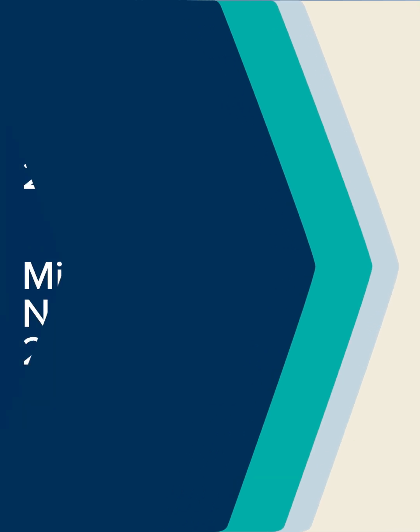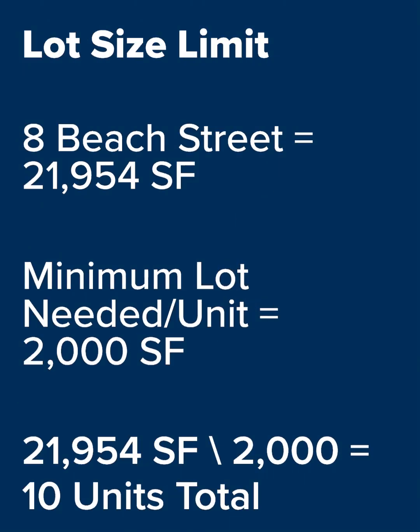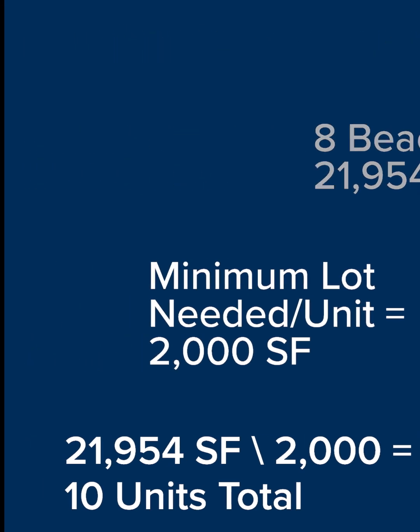How do we get to that number? Well, we use that minimum lot size requirement we were talking about earlier. And that approach is used to constrain new building in every overlay district. Let's take a quick look and see how it works here. So it's a lot size limit, essentially. 8 Beach is 21,000 plus square feet. The minimum lot size needed per unit is 2,000 square feet. You divide 2,000 into 21,000 and you get 10, and you round down and you get the 10 units.